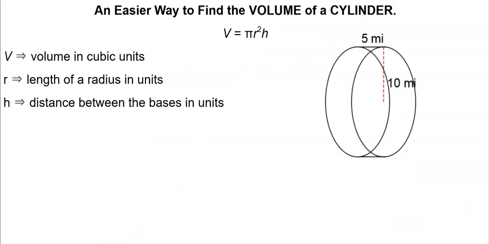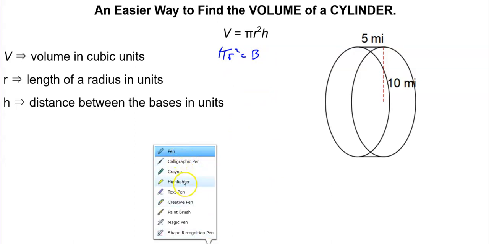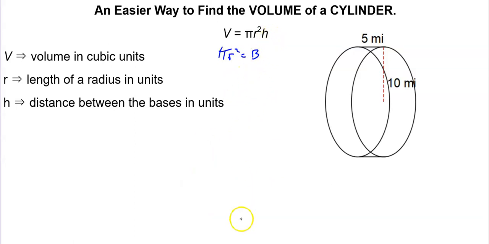If we have a cylinder, we're going to do pi r squared, because again, pi r squared equals big B. So that's an easier way of doing it. You can still use big B times H. That works. Or you can take the radius of the circle, that distance there, and then the height of the prism, the distance between those two circles, and plug it into our formula, and we're off to the races.